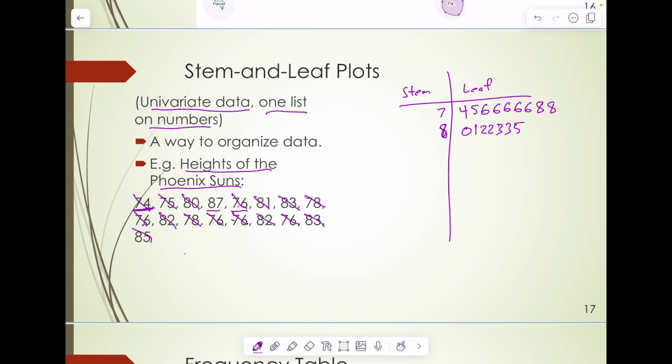Okay. So certain things we can see here. There are more people who have a height from 70 to 80 inches than there are from 80 to 90 inches. There are 1, 2, 3, 4, 5, 6, 7, 8, 9. 9 players that are in the 70s in their inches of height, and 1, 2, 3, 4, 5, 6, 7. 7 players who are in the 80s for their height. Yeah, so there's our stem and leaf plot.